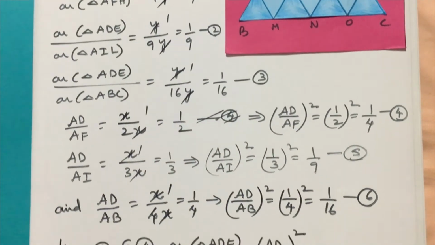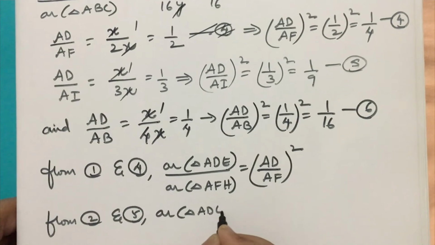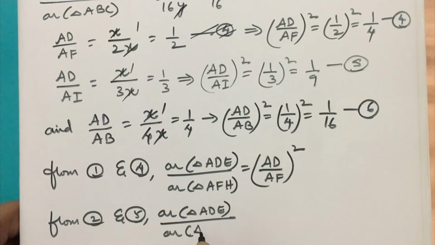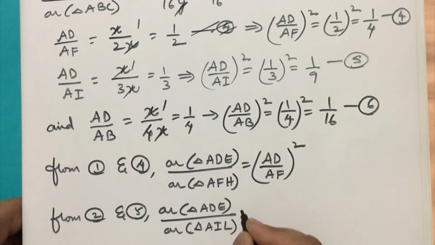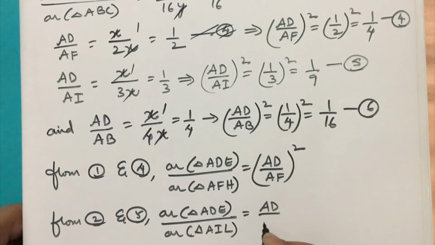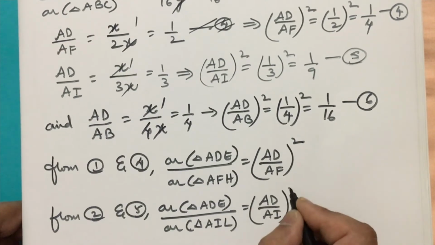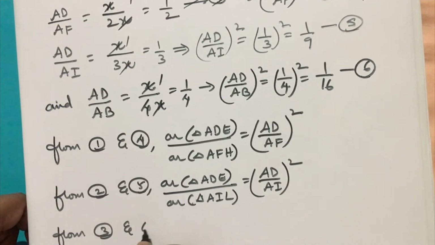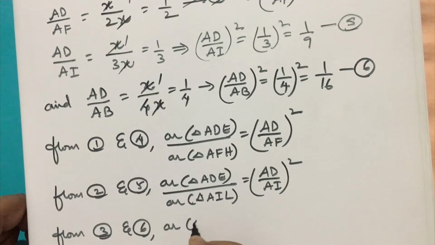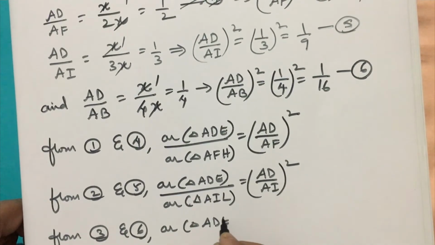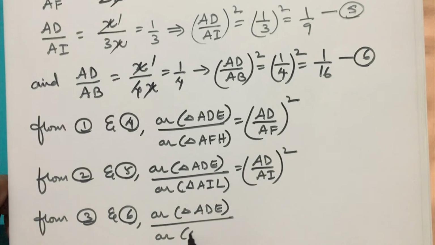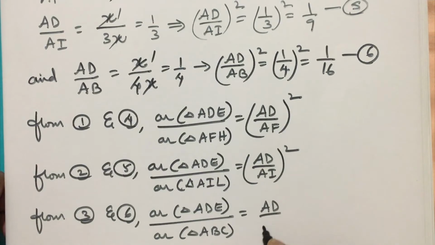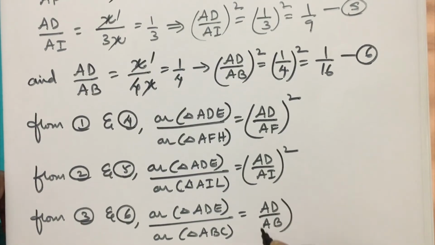So, I can write it as area of triangle ADE by area of triangle AIL is equal to AD by AI whole square. Similarly, from equations 3 and 6 also I can write it as area of triangle ADE by area of triangle ABC as AD by AB whole square.